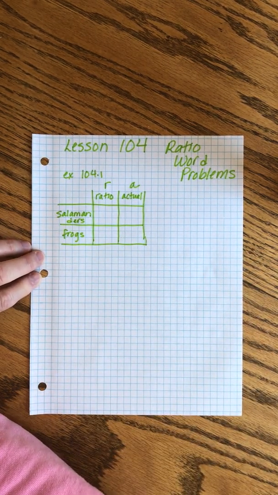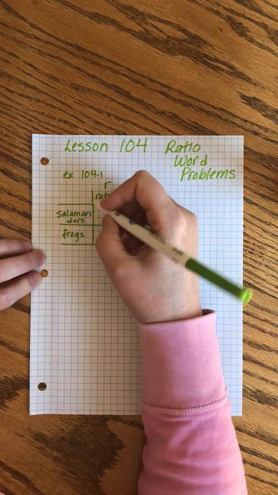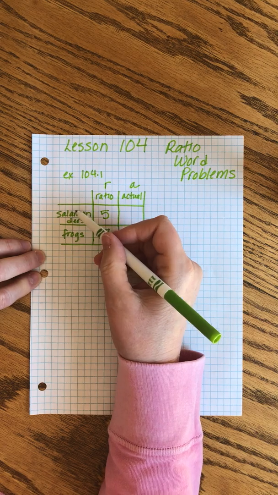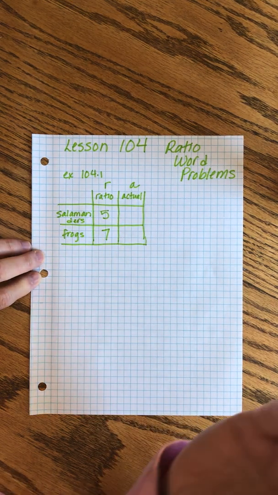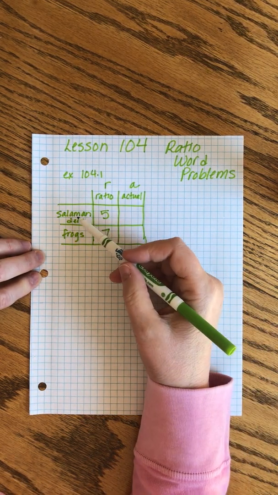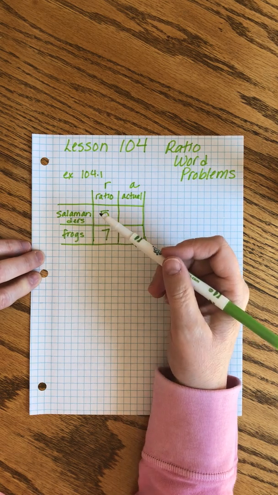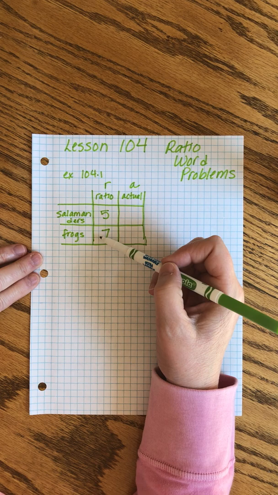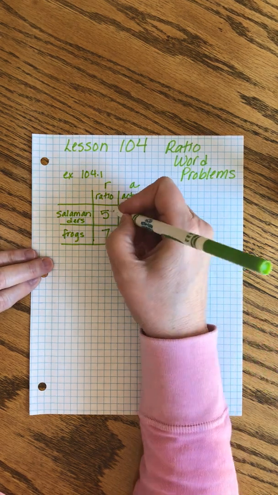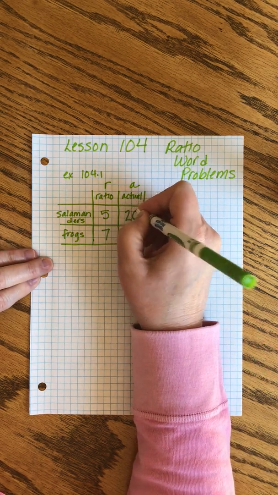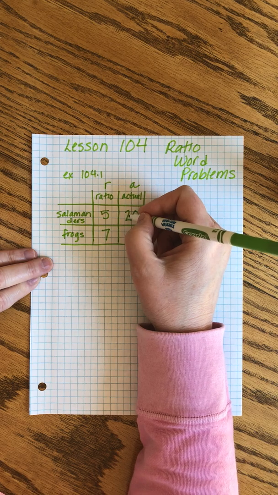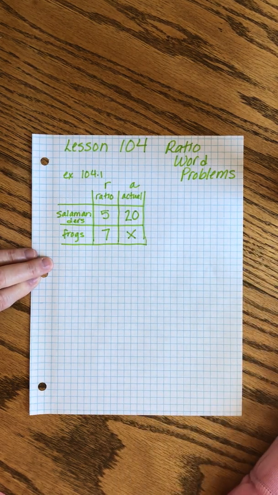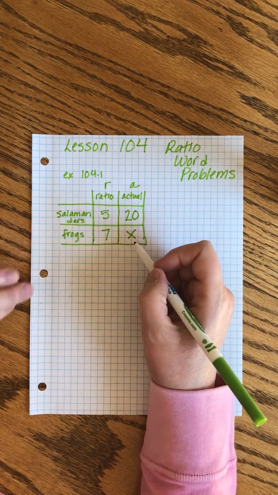The ratio of salamanders to frogs was 5-7. The numbers are listed in the same order that the categories are. Animals in this case. Reptiles, amphibians perhaps. Salamanders to frogs is 5-7. If there were 20 salamanders, so that's the actual number we have, how many frogs were there? And I put a big fat X, or whatever letter I like. That's the mystery we're trying to solve.